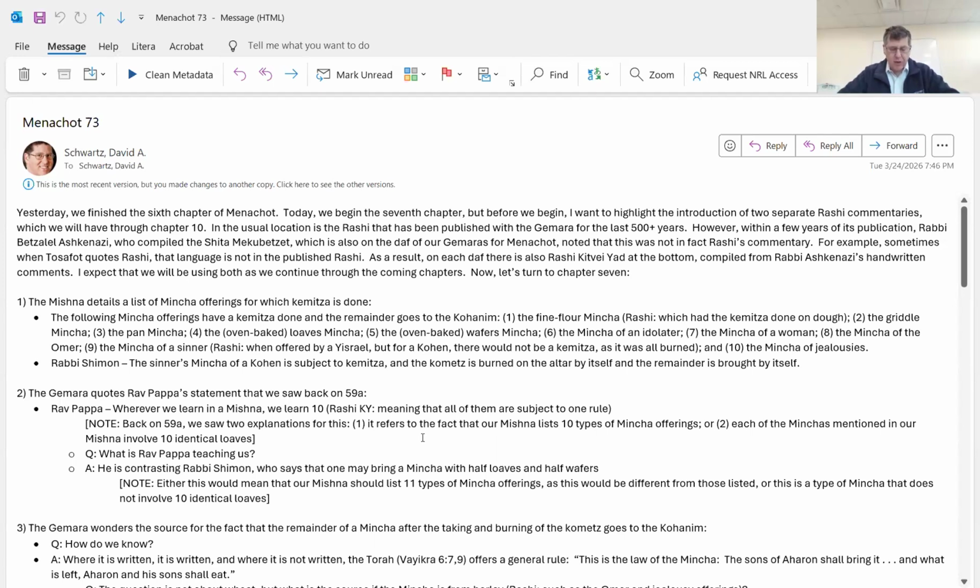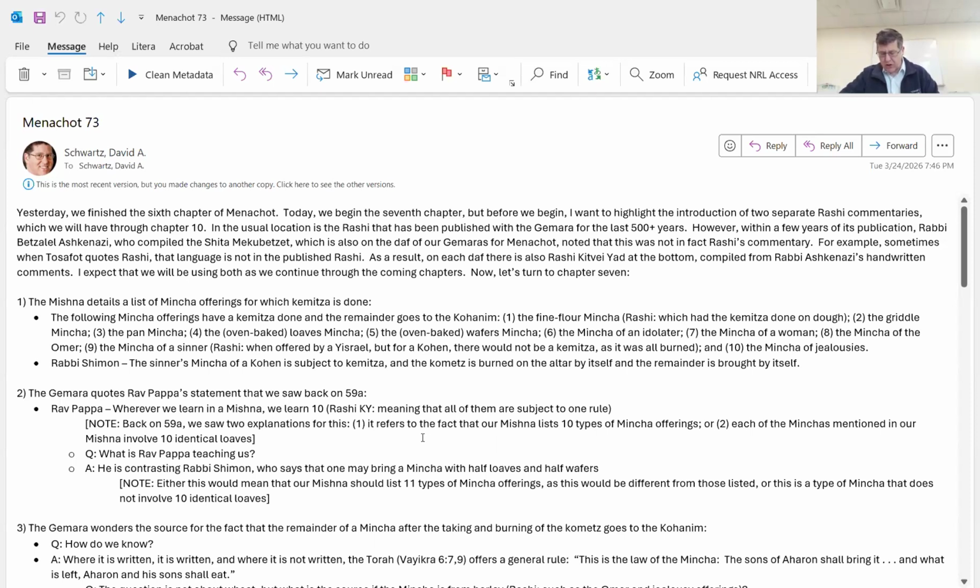Minchas ovdei kochavim, the mincha of an idolater. Minchas noshim, the mincha of a woman. Minchas haomer, the mincha of the omer. That was what we talked about last chapter significantly. Minchas chote, the mincha of a sinner. And Rashi tells us in clarifying that this is not just any sinner. Minchas chote shel Yisrael. We're talking about a non-Kohen sinner. Nikmatzas. That's who gets kmitza.